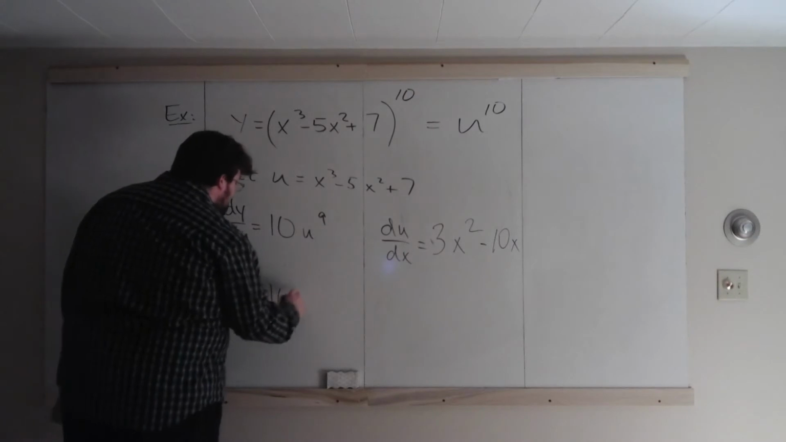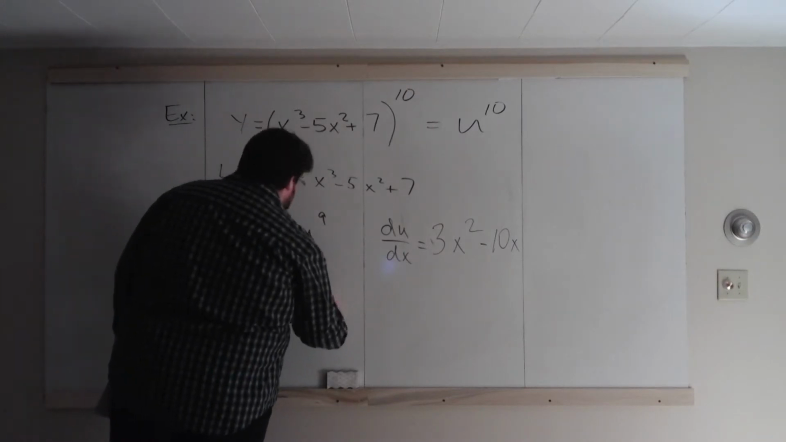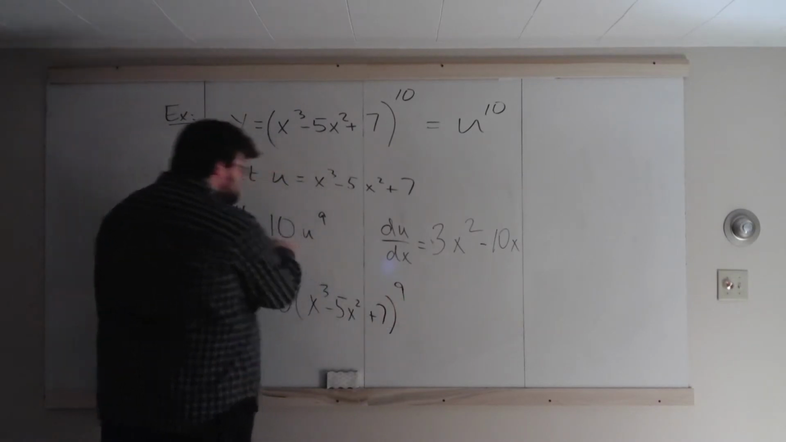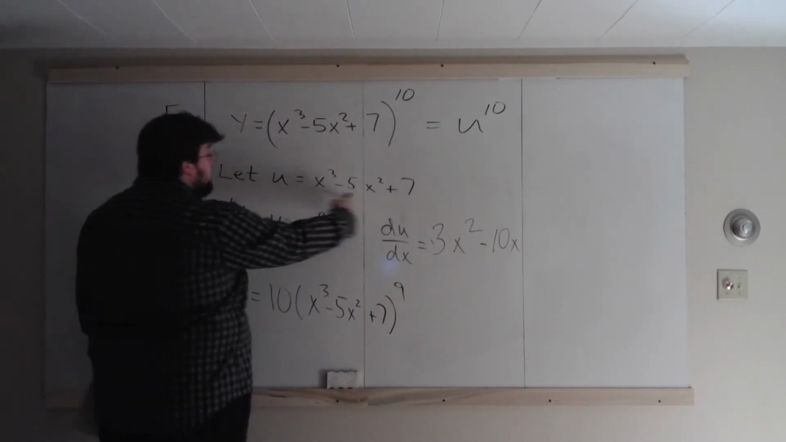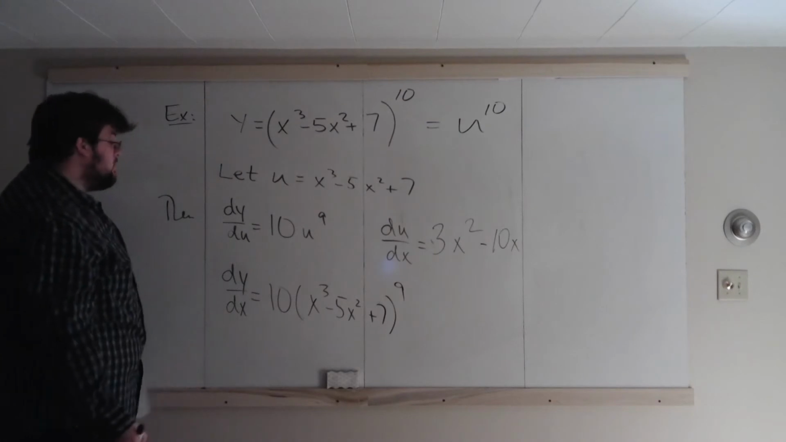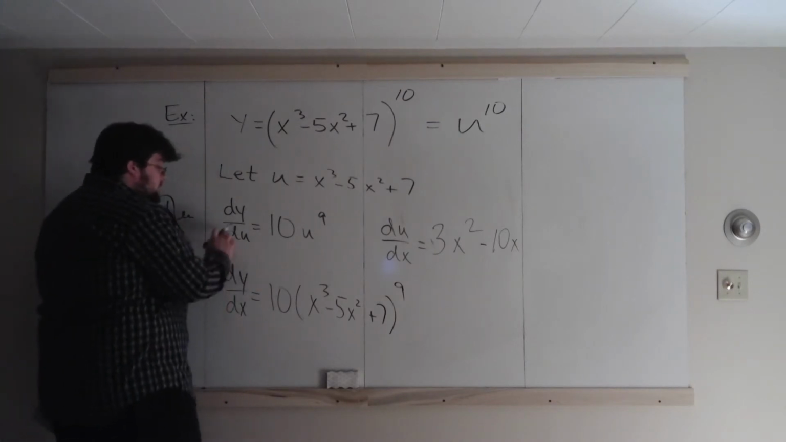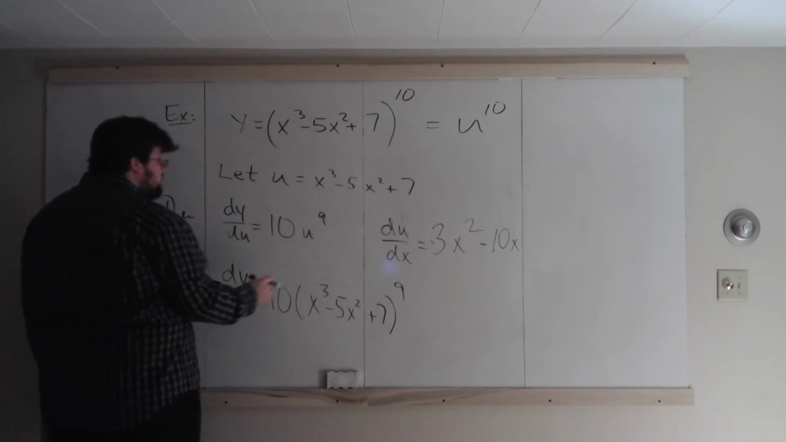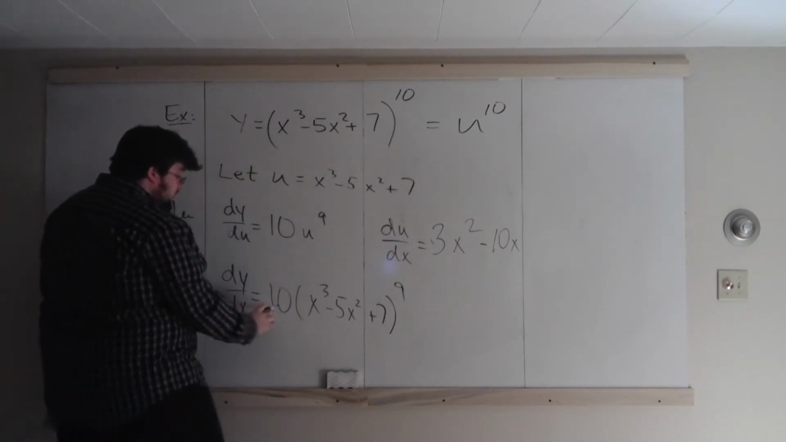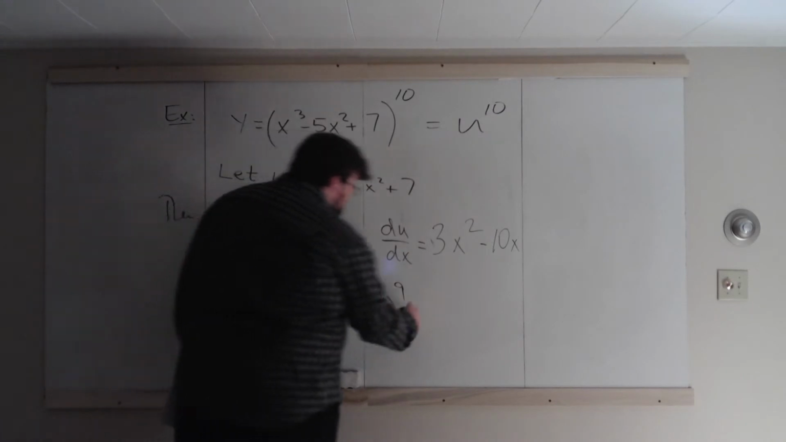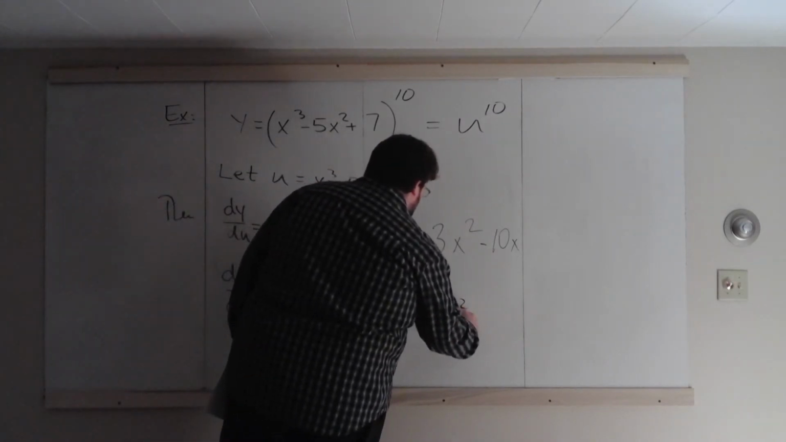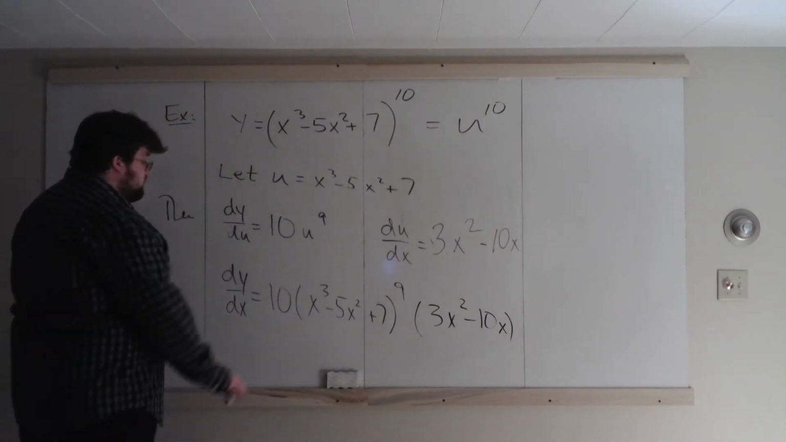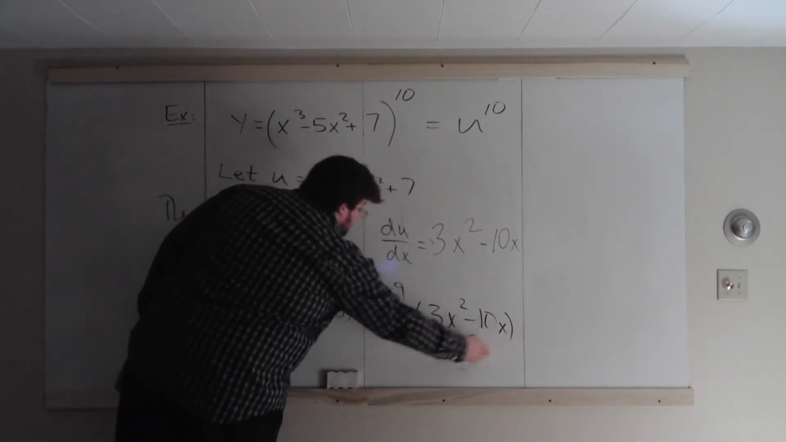So we have 10 times x cubed minus 5x squared plus 7 to the 9th, that's 10u to the 9th, but we're going to substitute this back in by the end. So I'm just going to do that substitution now. dy dx is this times this. Substitute x cubed minus 5x squared plus 7 in for u. dy dx is 10u to the 9th times du dx. So we have dy du, du dx.